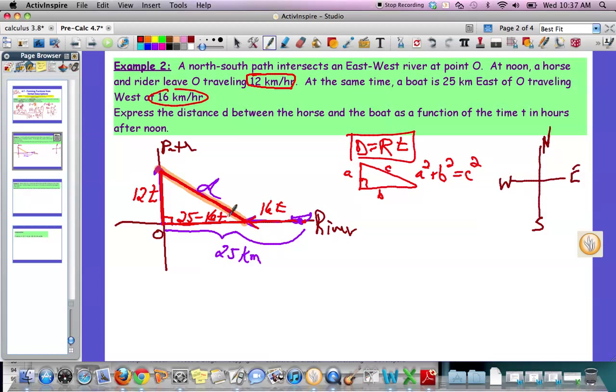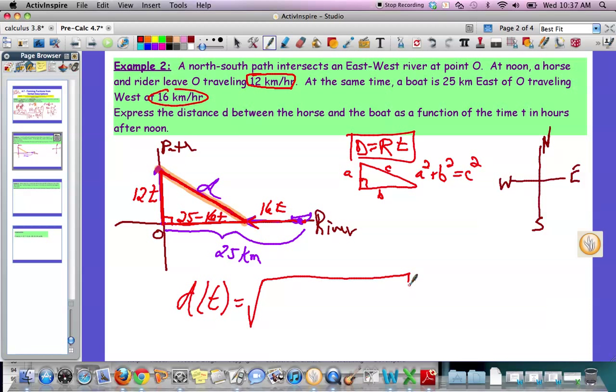We're now ready to write an equation for the distance. The distance in terms of t. We want to know this side of the triangle. Does everybody know why I'm going to need a square root? A squared plus b squared equals c squared. I don't want the distance squared, I want the distance. So I'm going to do a square root.